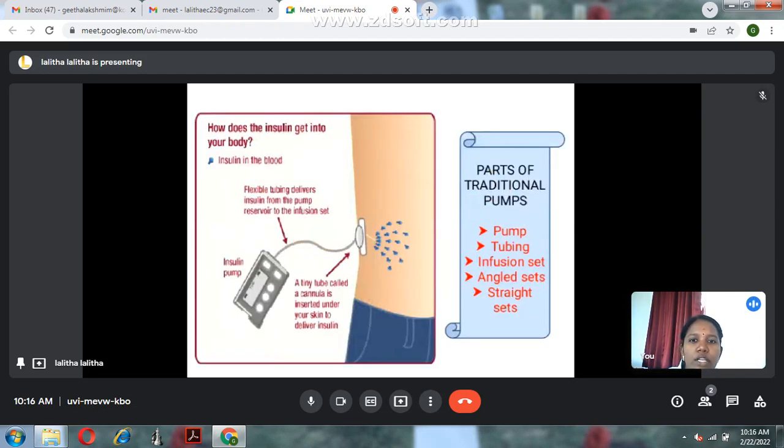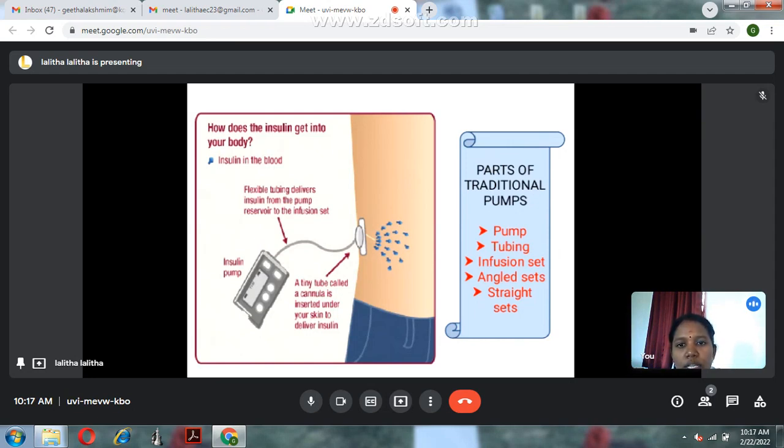And how does the insulin get into our body? Here the insulin goes into the blood. First, the parts of traditional pumps. As already said, insulin pumps consist of two types: traditional pumps and patch pumps. A traditional pump consists of the pump, tubing, infusion set, angled set and straight set. So these are the parts of traditional pumps.